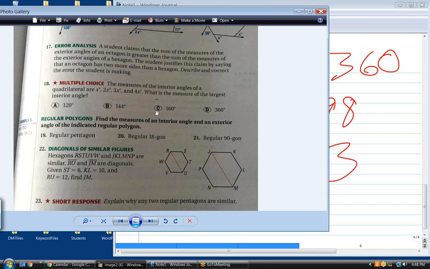Was there any other one that they asked you to do? 18 maybe? Yeah. Okay. Measures of the interior angles of a quadrilateral are x2, x3, x, and 4x. What's the measure of the largest interior angle?